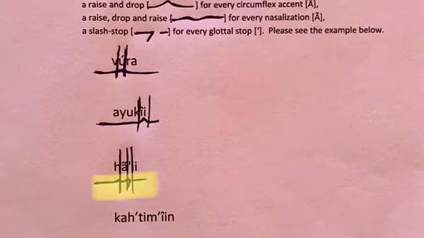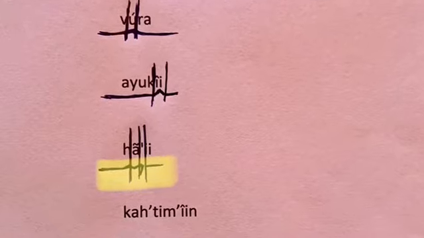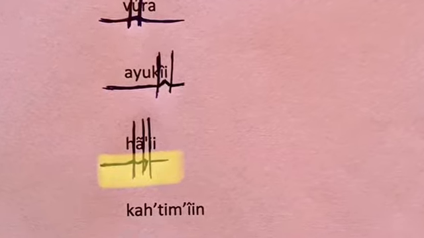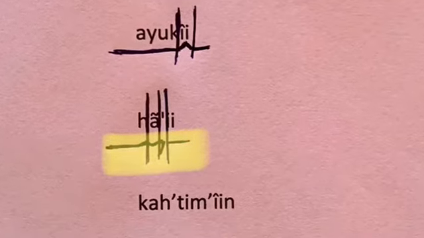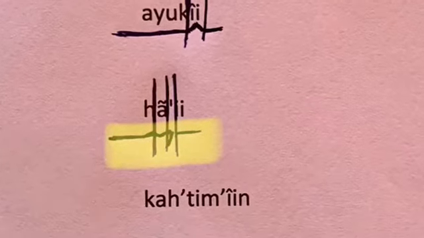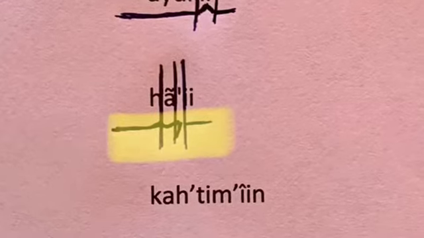When making the wave for ha'i, we start with our flat line. When we get to the short A with an accent, we make the squiggly right there in that vowel. Then once we get into the glottal stop, we do the slash, and that will indicate that we break sound. Then you finish out the long I. Ha'ii.